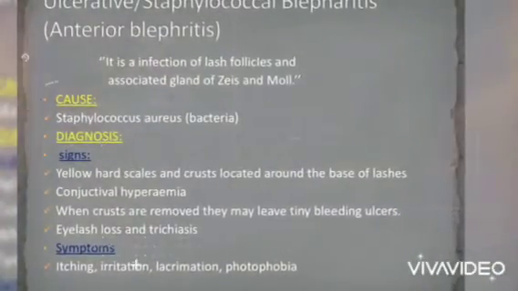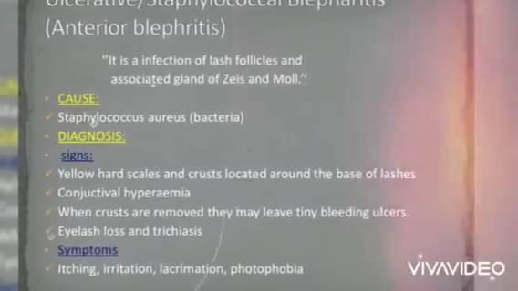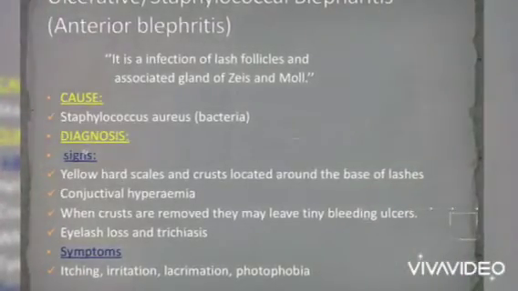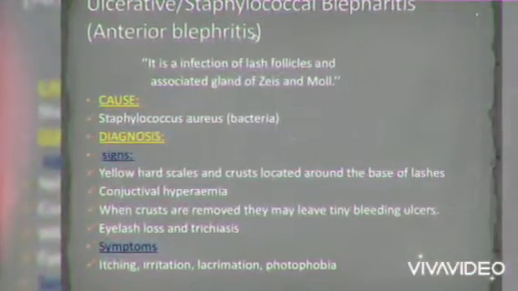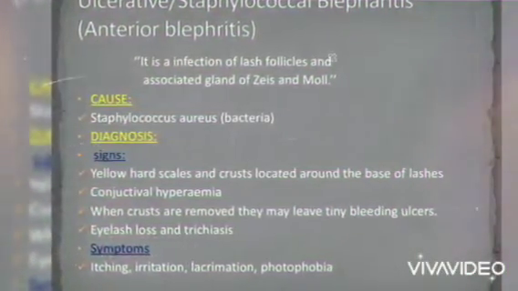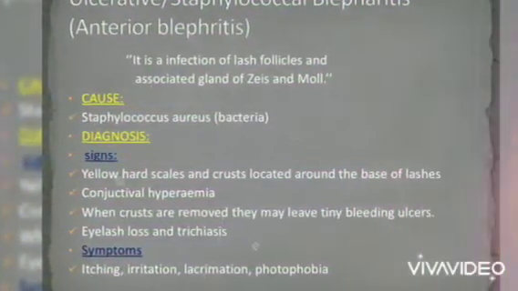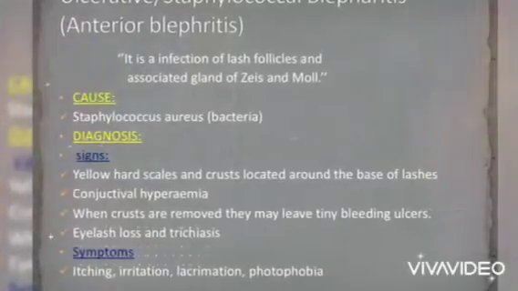Ulcerative blepharitis. It is an infection of lash follicles and associated gland of Zeiss and Moll, which is caused by Staphylococcus bacteria. To diagnose ulcerative blepharitis, look for signs and symptoms.